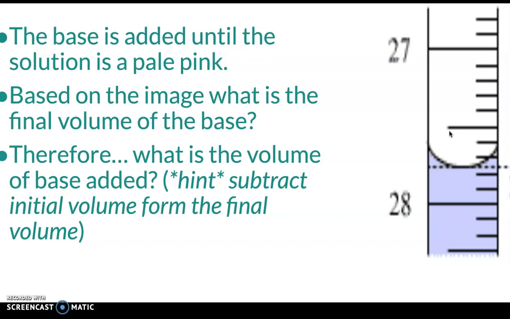And then the base is added until the solution is a pale pink. Based on the image, what is the final volume of the base? So I'm going to start from here, 27.1, 27.2, 27.3, 27.4, 27.5, 27.6, 27.7. This is about 27.7, and it's far below that, so I'm going to say that is 27.76. So our initial volume was 15.82. Our final volume was 27.76. I'm going to subtract those numbers, and I'm going to get a volume of 11.34, and the units is milliliters for a burette.